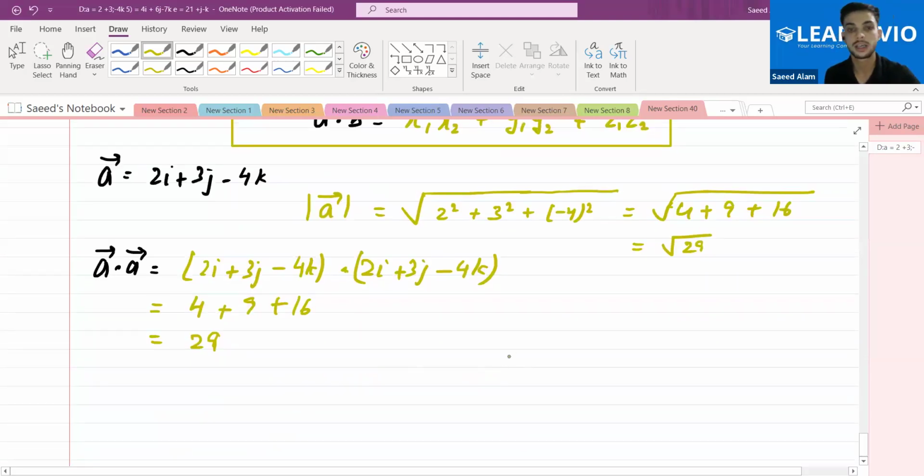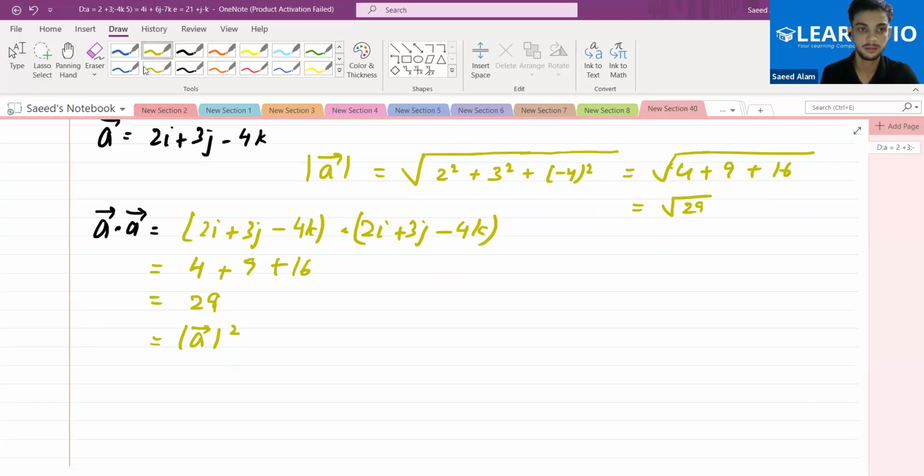So it is nothing but the square of the magnitude. So did we just recheck the thing that we had written above there? So actually, whenever we are doing the dot product of a vector with itself, we end up with the square of the magnitude of the vector. Okay, is this clear to you?